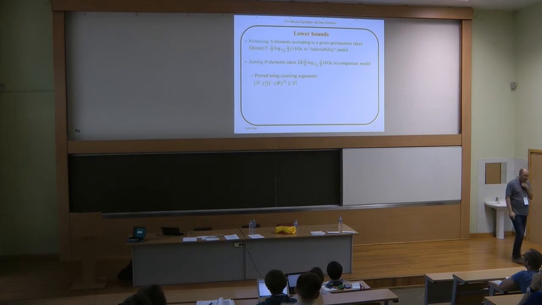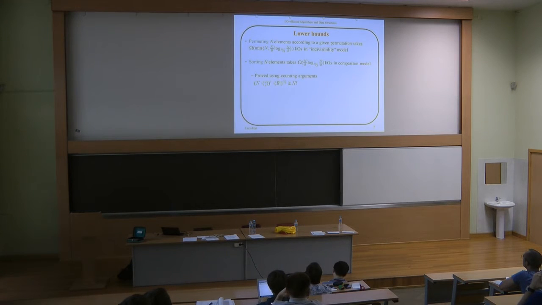Then we went and did the permuting lower bound. Remember, that was a counting argument where we estimated how many permutations we can produce with T IOs, and then we compared that to n factorial, and then we got the permuting lower bound in the indivisibility model. So this model of computation where we could only move elements around. We're not allowed to break up elements or make new elements. We can only move them around.